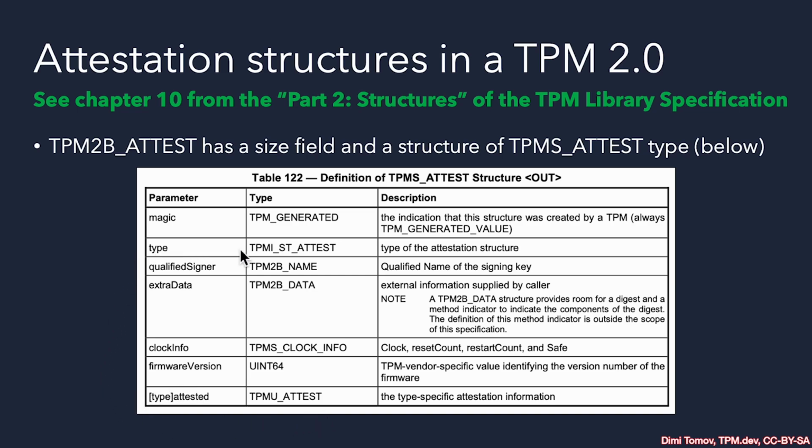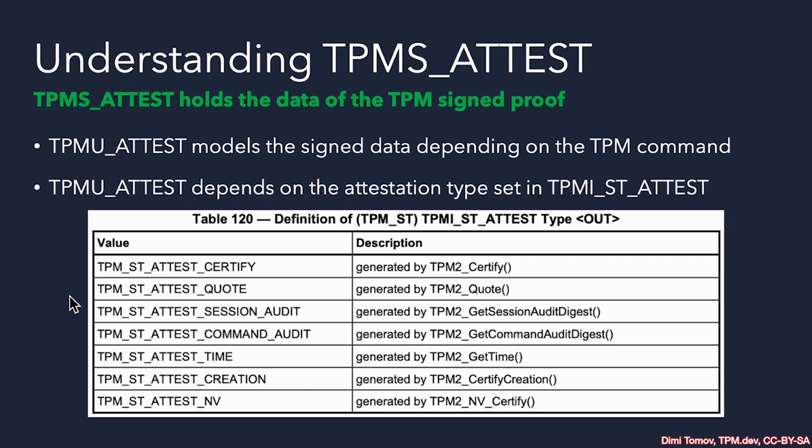Just remember, the TPM attestation type set here in parameter type TPMI_ST_ATTEST defines later what union will be used to decode the attested data structure here. Here is the list of available TPM attestation operations. We have the TPM2 certify, which we can use for key attestation. We have the TPM2 quote.